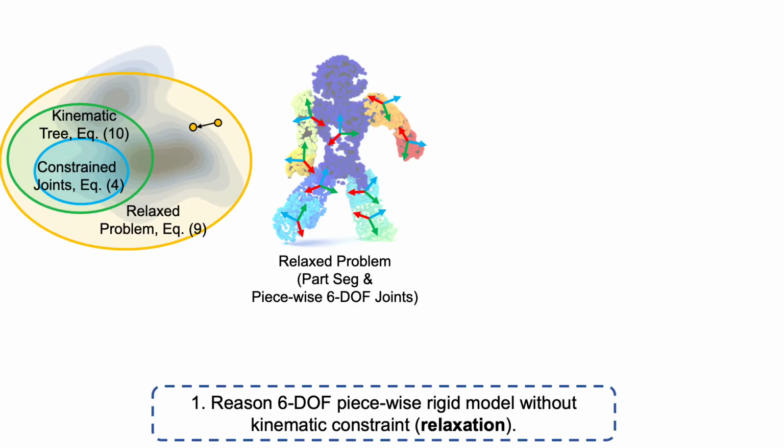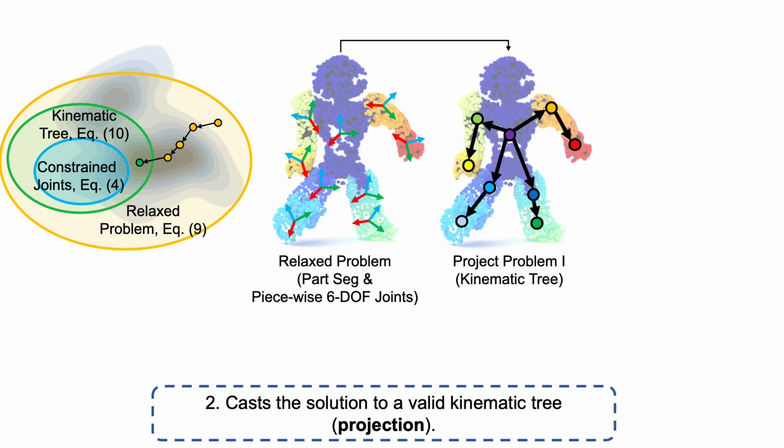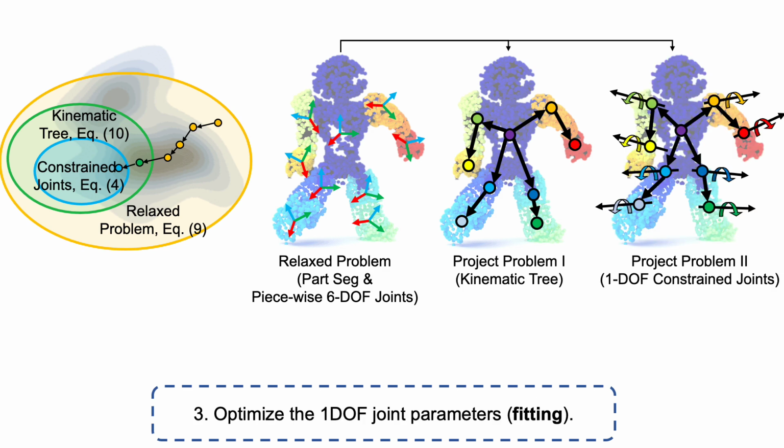Here is an illustration of the optimization procedure. In the relaxation stage, the model doesn't constrain the parts to form a kinematic tree, and lets individual parts follow their own independent 6-DoF trajectory over time. The estimated relaxed model parameters are projected onto a valid kinematic tree so that each joint follows the one-DoF constraint. We further optimize the model over the original problem.